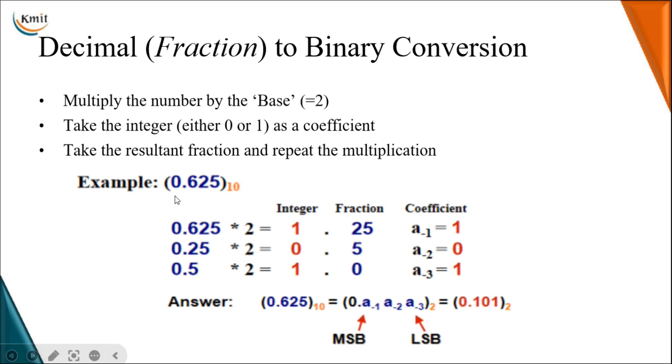For some examples, you may not get the fractional part to become 0. In order to obtain accuracy, we can stop after 5 multiplications. Based on the precision preferred, we can stop after that many multiplications, and write all the integers as the equivalent binary.